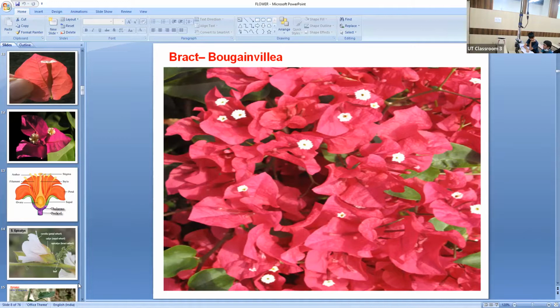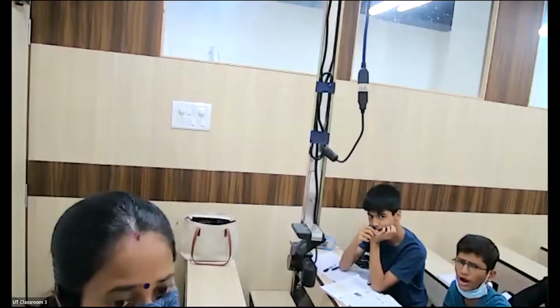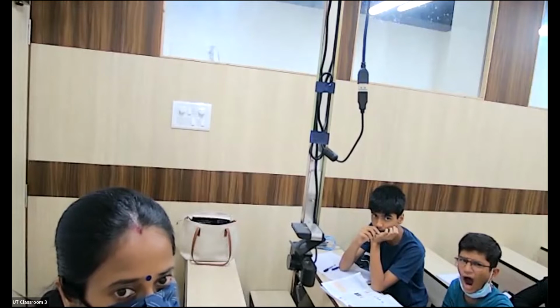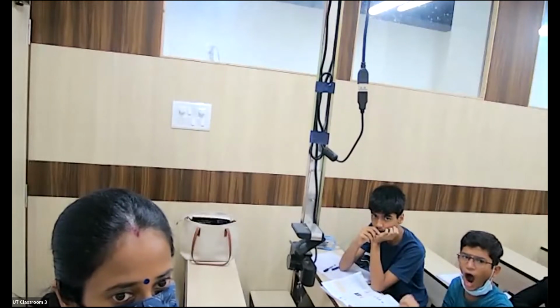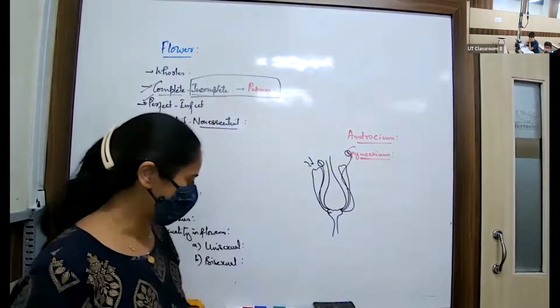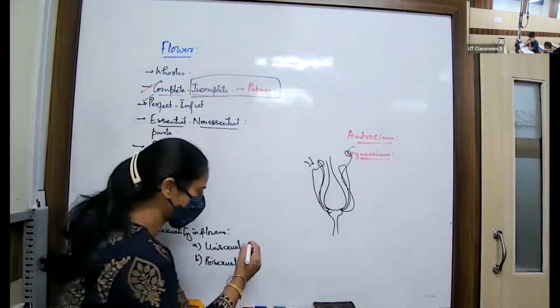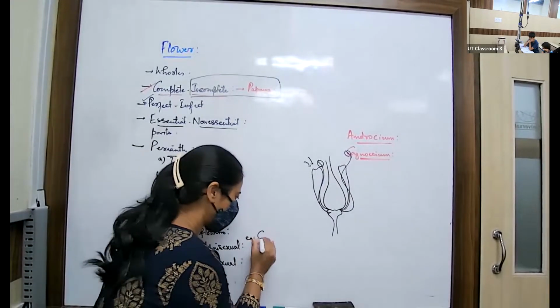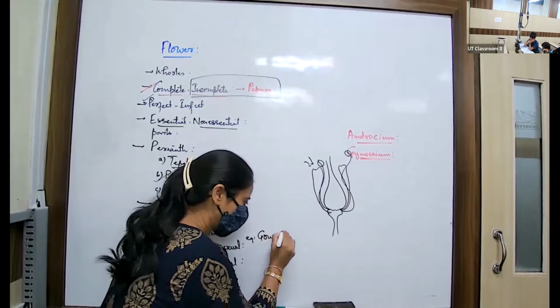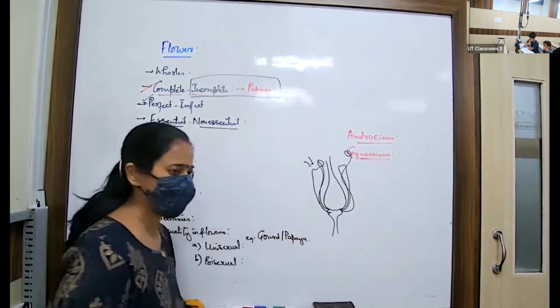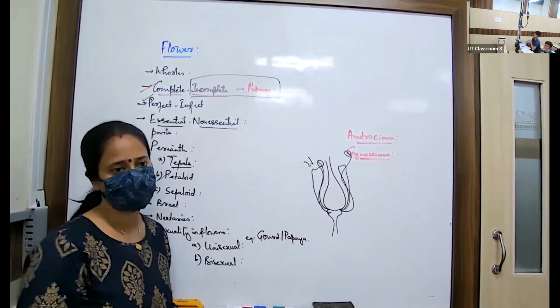Flowers may be unisexual. So when I'm talking about flowers being unisexual, what does that mean? Whenever I'm talking about unisexual flowers, an example may be the gourd. Another example of unisexual flowers may be the papaya. What does this mean? This type of plant has only one type of reproductive organ.